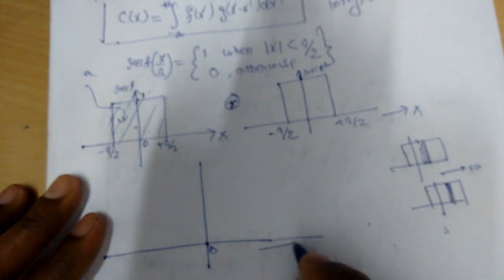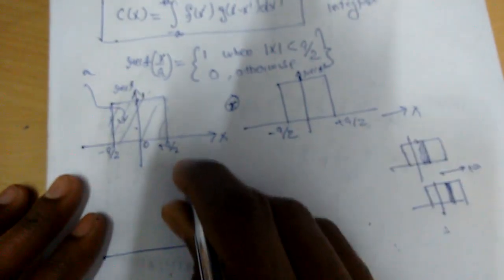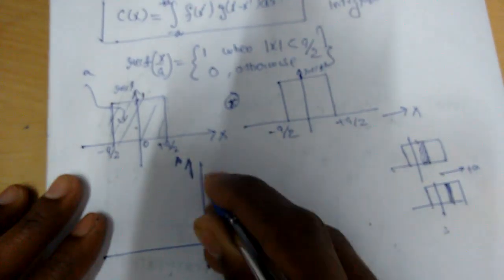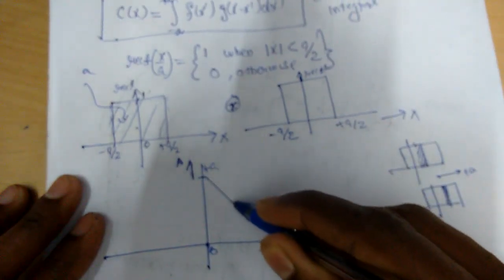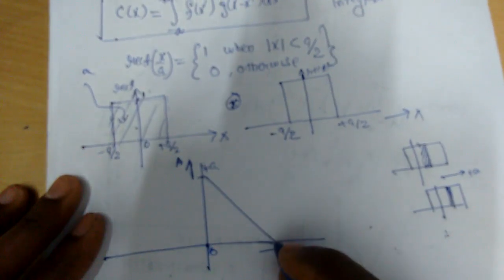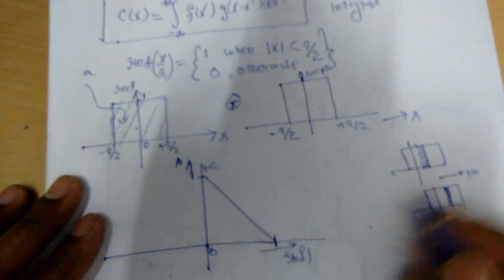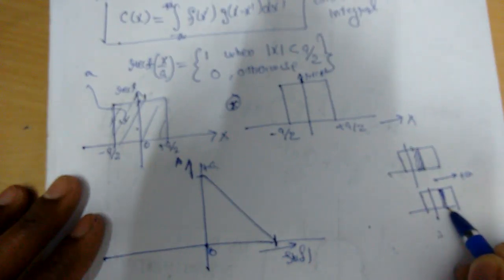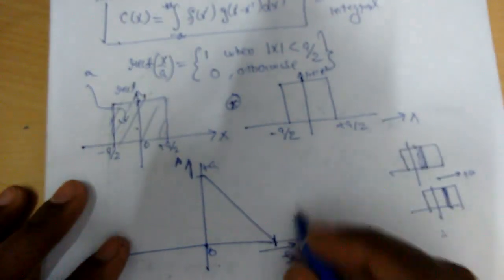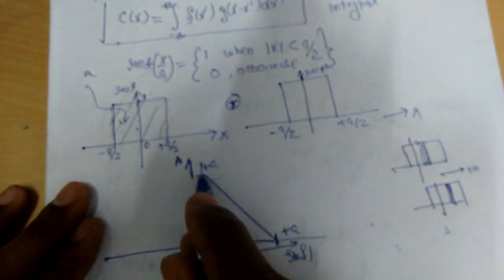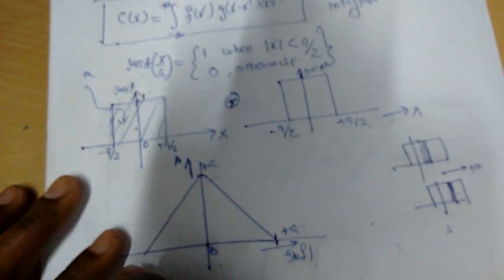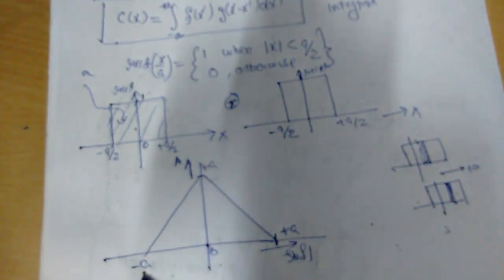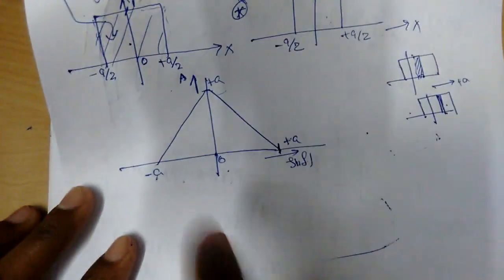For no shift, this is the shift and this will be the area of overlap. For no shift, the area of overlap was A, and as you start shifting your rectangular function towards the positive x direction, the area of overlap starts decreasing and will become zero when this shift is by plus A towards this direction. Similarly, the same argument will hold towards the negative x direction. So the area of overlap will be zero when the value of shift will be minus A. So this will be the convolution of these two rect functions.